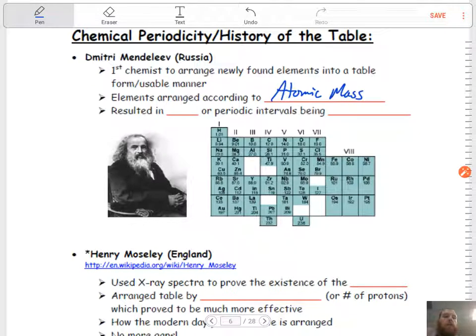All right, so that resulted though in some gaps or periodic trends or intervals being out of order, which did not bode well when new elements came in specifically. So there were some gaps. He didn't know where everything quite was based on masses. So it wasn't perfect, but it was the beginning of our table that we use all the time.